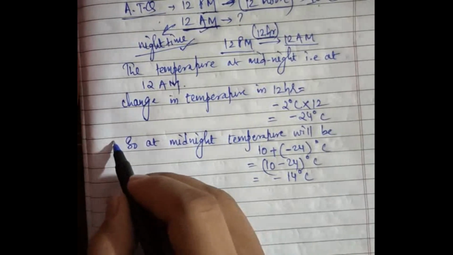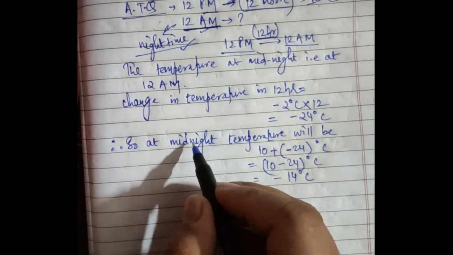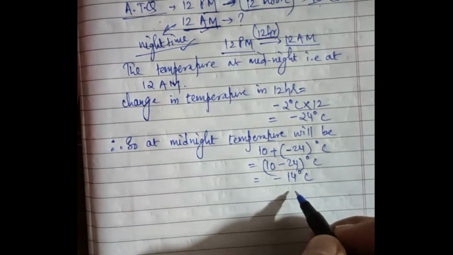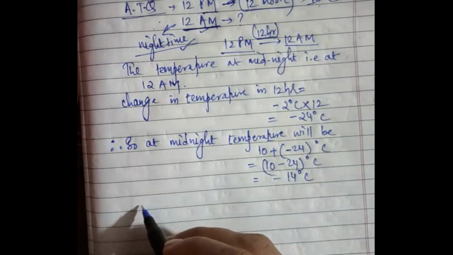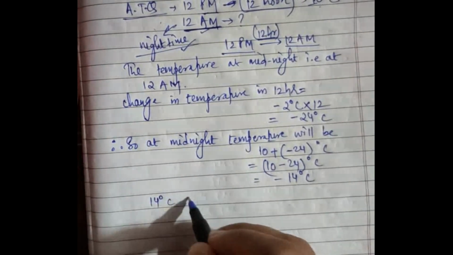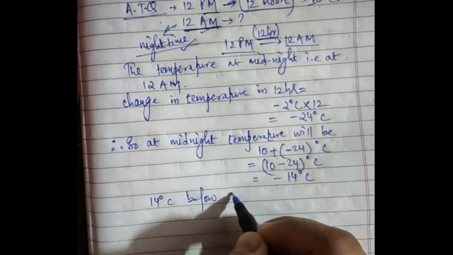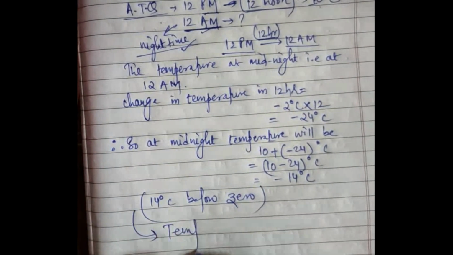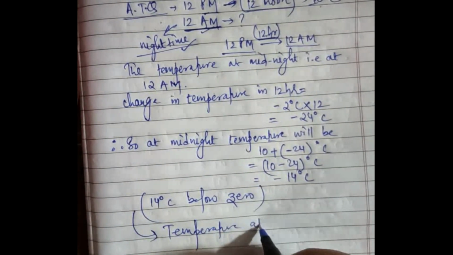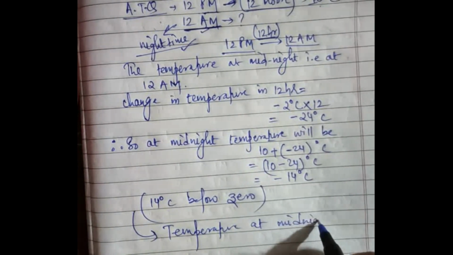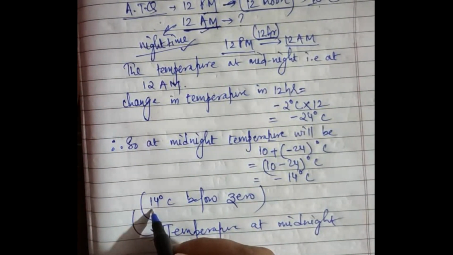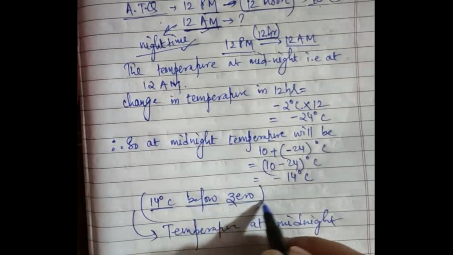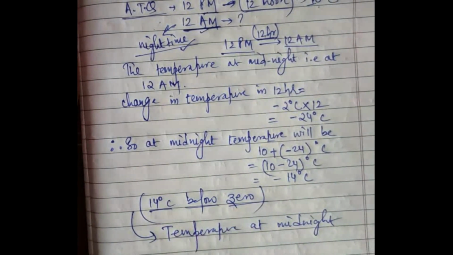So therefore at midnight the temperature will be minus 14 degrees Celsius, or you can write temperature will be 14 degrees Celsius below 0. This is the temperature, isn't it? Temperature at midnight. You can directly write minus 14 degrees Celsius, or you can write 14 degrees Celsius below 0. Okay, this is another way to understand. So I hope you are clear with this question, right?